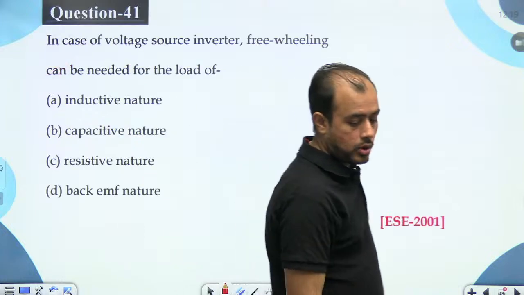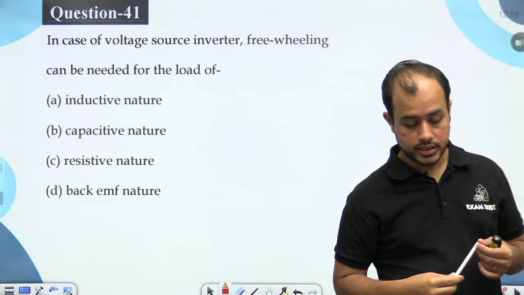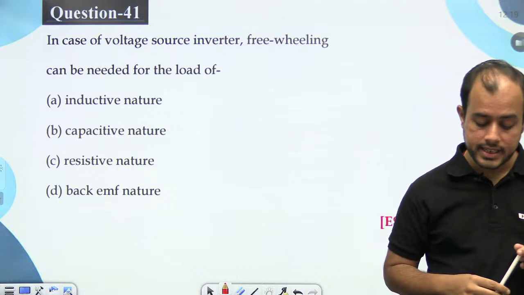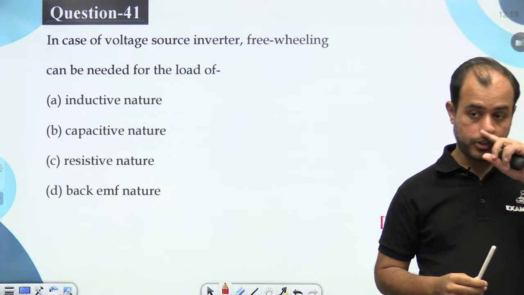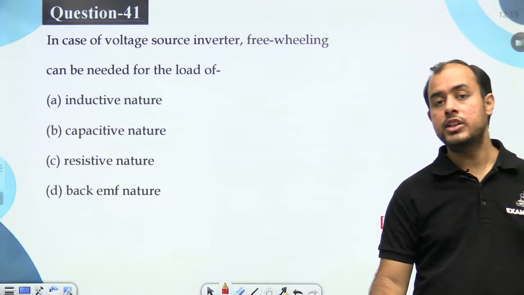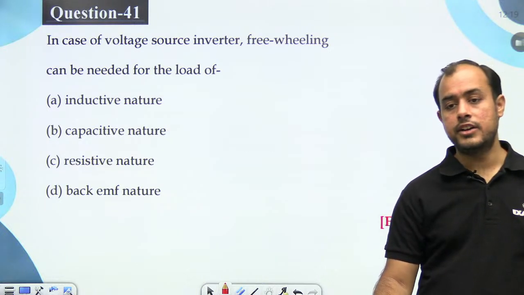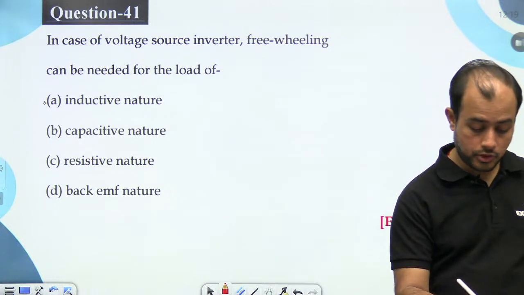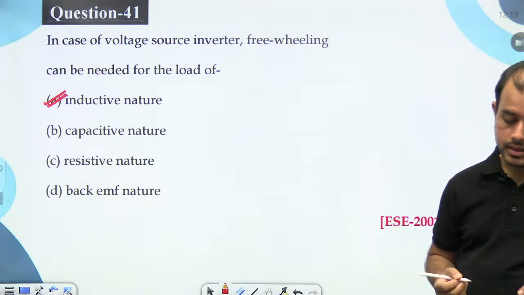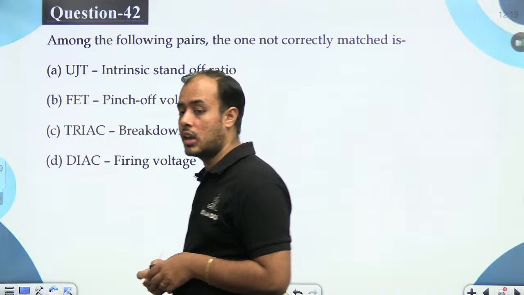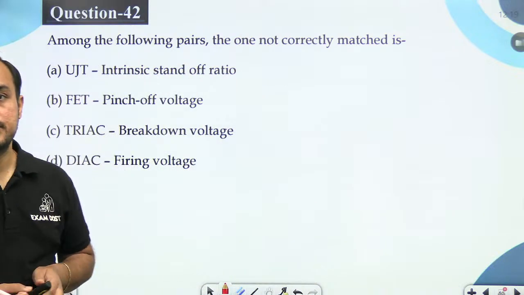So that is the line voltage of 180 degree conduction. In case of voltage source inverter, freewheeling can be needed for a load of, for VSI. When will you need a freewheeling diode? For inductive load. Okay, in inductive load only we will need a freewheeling diode to allow inductor to discharge.